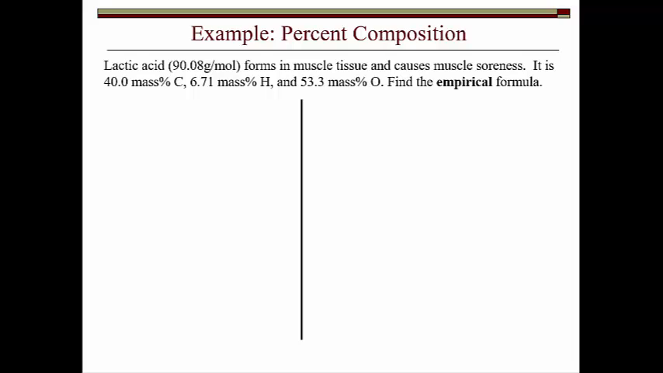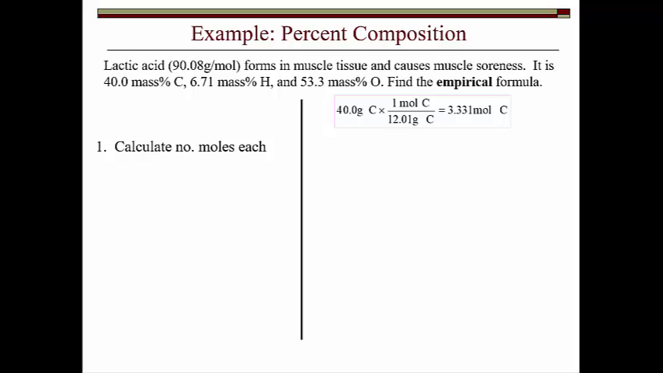So again, everything we do has to do with comparing moles and finding mole ratios. So the first thing we're going to want to do with these values is convert them to moles. Now again, this is a percent composition. They all add up to 100%. So it's very simple. All I have to do is suppose I have a 100-gram sample of lactic acid. If I had a 100-gram sample of lactic acid, how many grams of it would be carbon? Well, 40, right? Because it's 40% carbon.